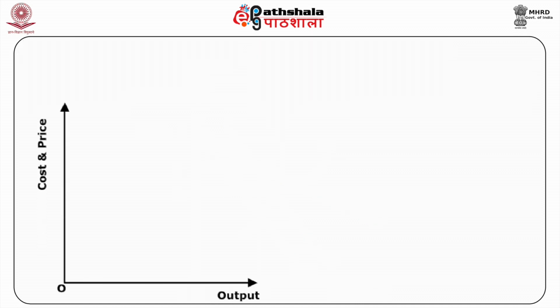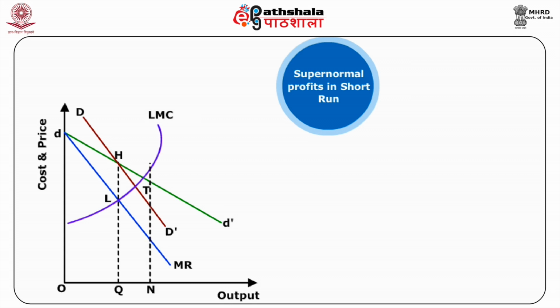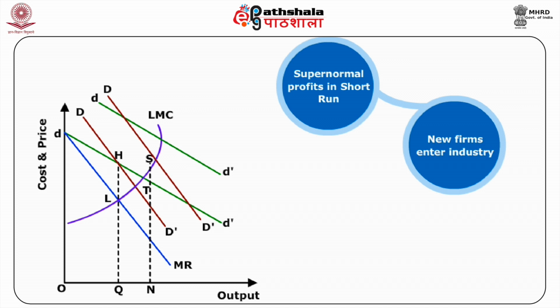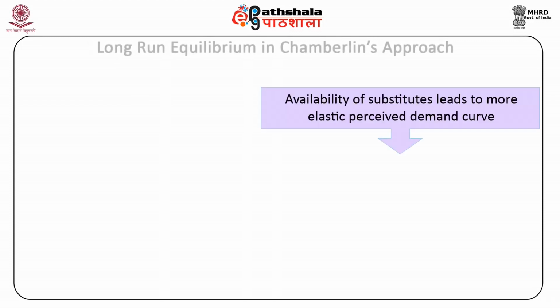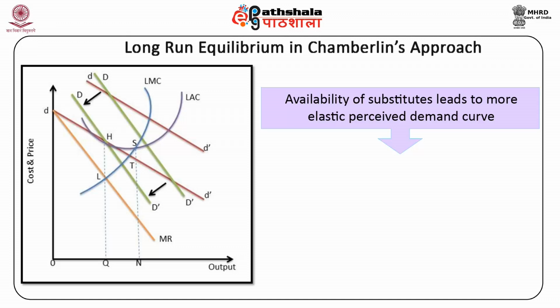Further, we look at the long run equilibrium in Chamberlin's approach. Attracted by supernormal profits enjoyed by firms in the short run, new firms will enter the industry. Due to entry of new firms, the market demand curve for the good would be shared by more firms, causing the proportionate demand curve to shift to the left. Along with the shift of the proportionate demand curve, the perceived demand curve will also shift to the left. The process of entry will continue until the perceived demand curve small d dash t becomes tangent to the long run average cost curve LAC. It is also seen that due to availability of more substitutes as a result of entry of more firms, the perceived demand curve becomes more elastic.